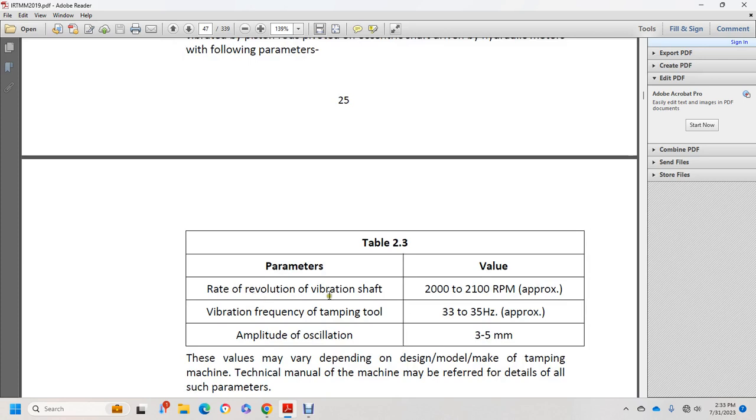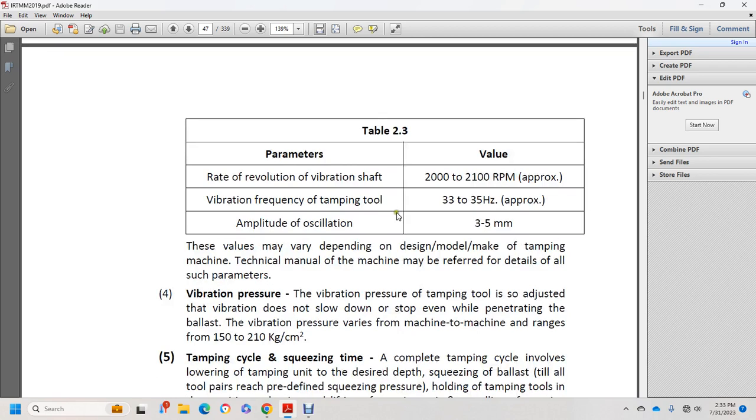Parameters: rate of revolution, vibration shaft 2,100 RPM, vibration frequency of the tamping tool 33 to 35 hertz approximately, amplitude of oscillation 3 to 5 millimeters. The value of the variables may be dependent on the design, model, and makeup of the tamping machine, and the technical manual of the machine may be referred to for details of all such parameters.